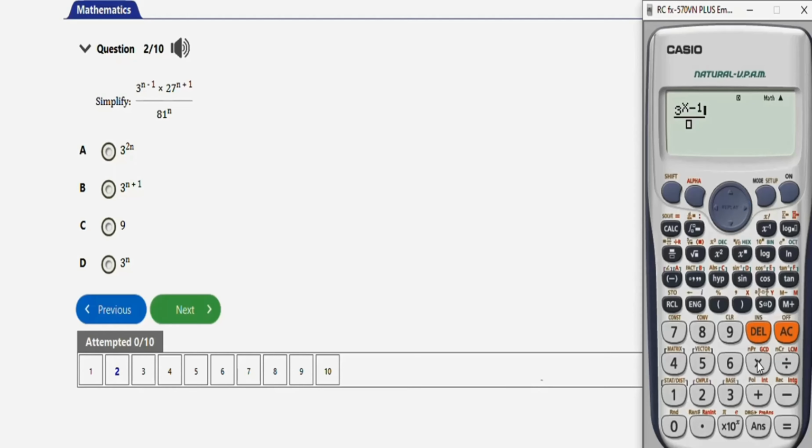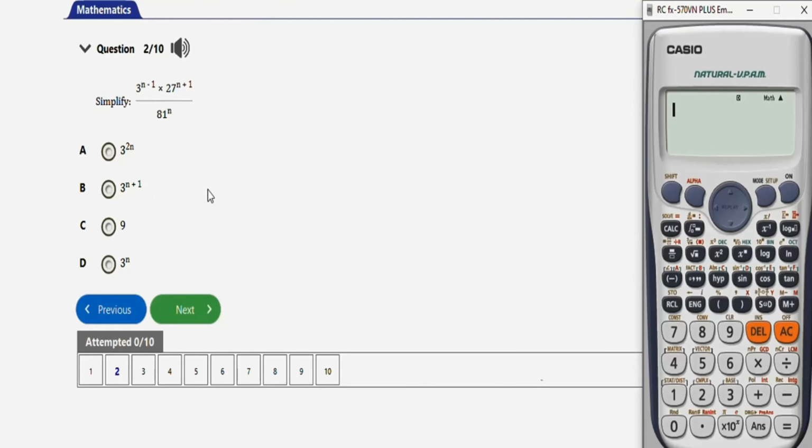We have times 27 to the power alpha x, plus 1 over 81 to the power, let's replace our n with x. So that's it. Let's press equal to now to see the output. We have 9. So right now we're going to simplify the options. No, that gives us 9.